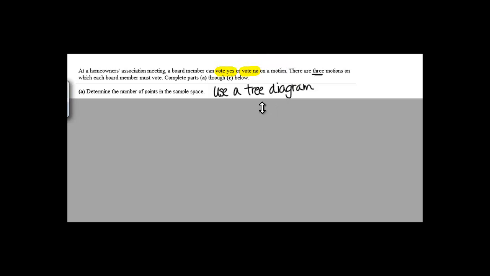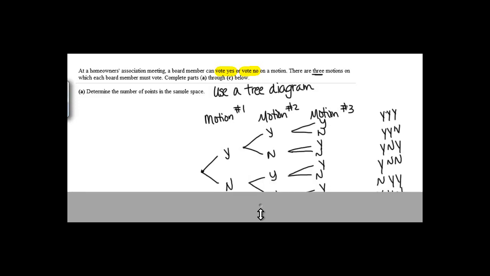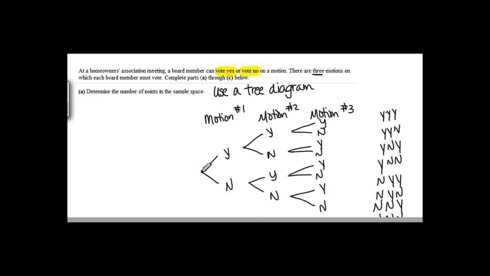Okay, so we're going to use a tree diagram to determine the number of points in the sample space, and then I am going to follow that up using the counting principle. To use a tree diagram, we begin with a dot, or the trunk of the tree. And then we have our 3 motions, motion 1, motion 2, and motion 3.